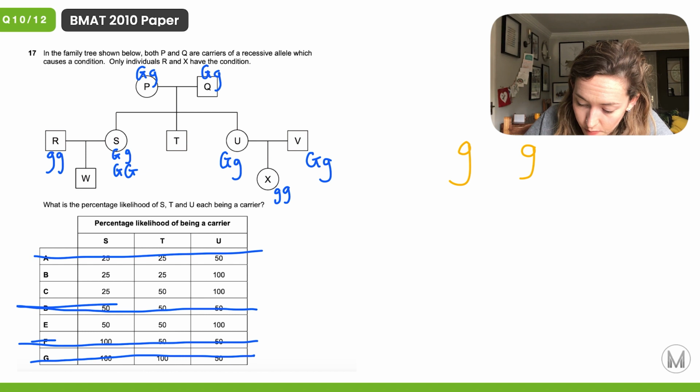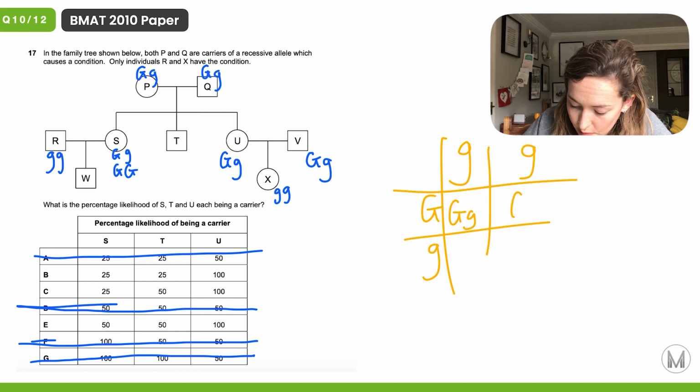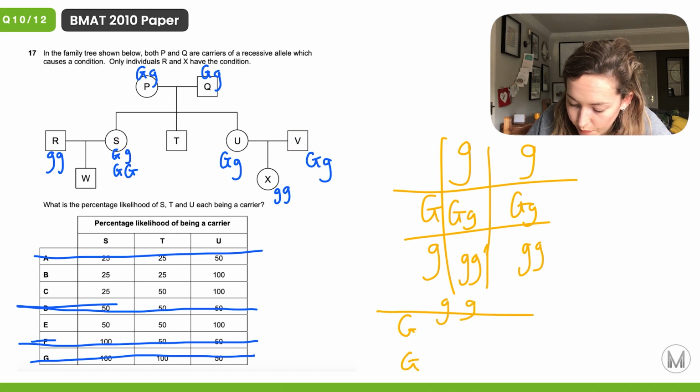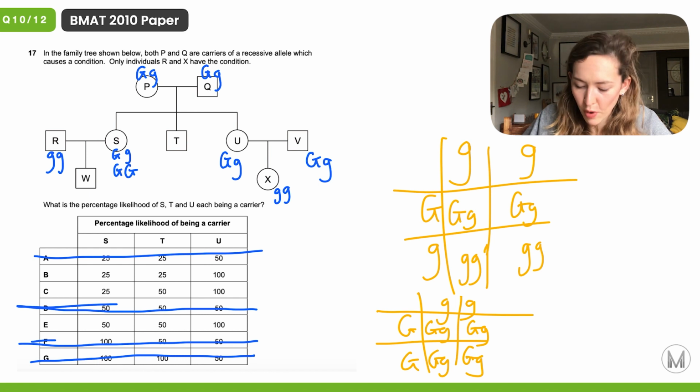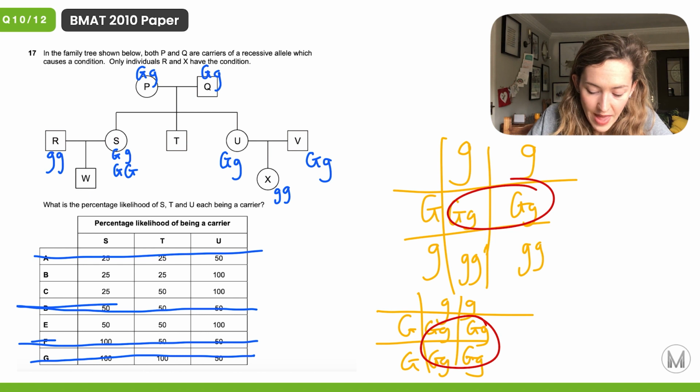So we'd have R's, both lowercase g's, and then we'd have S, let's try it as heterozygous. And then let's try it as though it was homozygous dominant. So both of these options give me situations where W is unaffected. Therefore, I can confirm that S is 50% likely, in this particular case, to be a carrier.